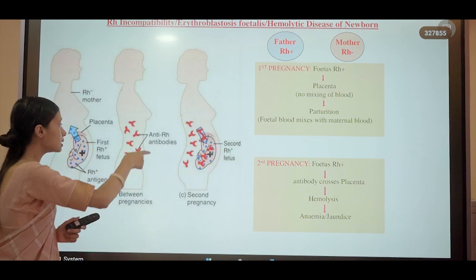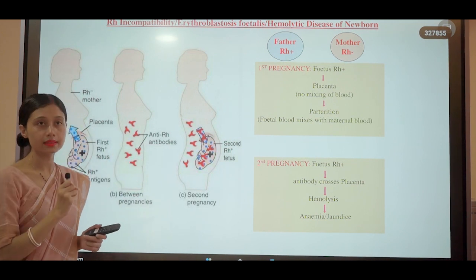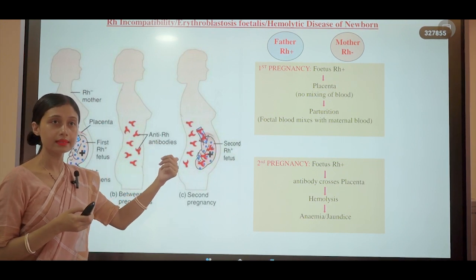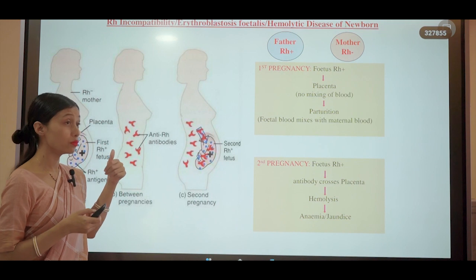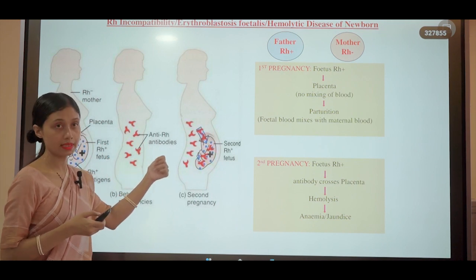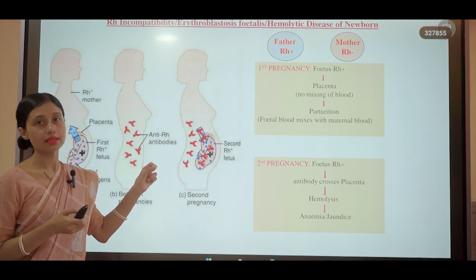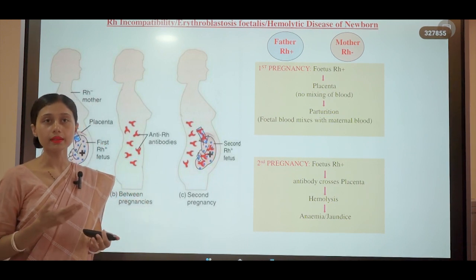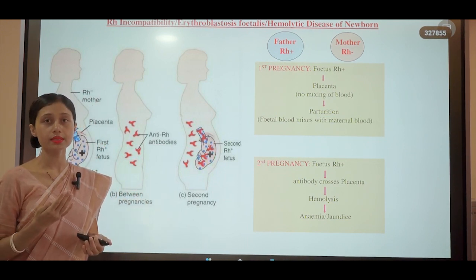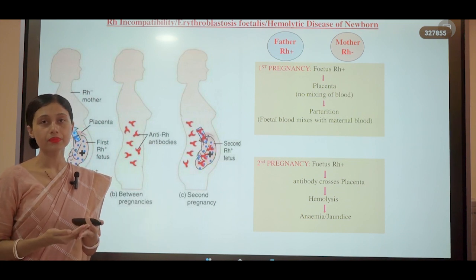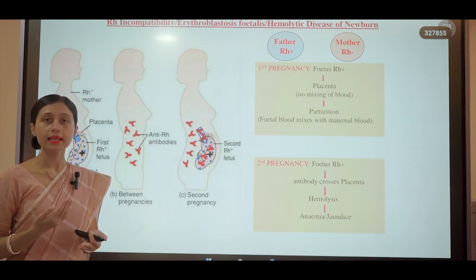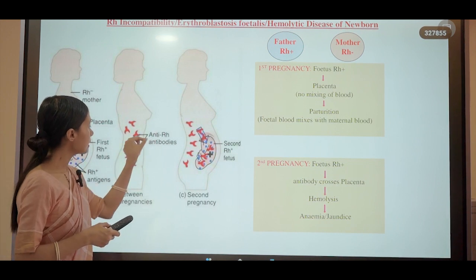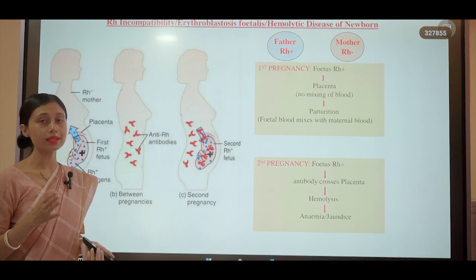So now the maternal blood receives the Rh antigen, and obviously, in response to that Rh antigen, the mother's body will produce anti-Rh antibodies. And these anti-Rh antibodies are of the immunoglobulin G type. We all know there are 5 different types of antibodies: immunoglobulin G, M, A, D and E.